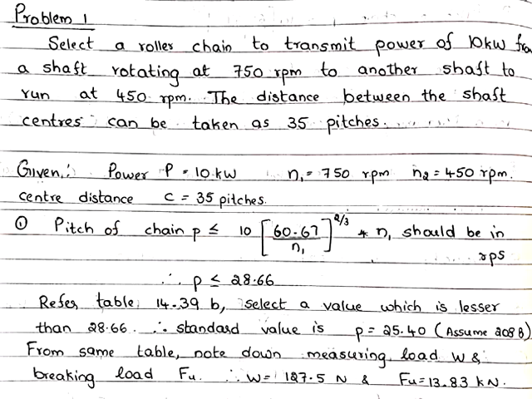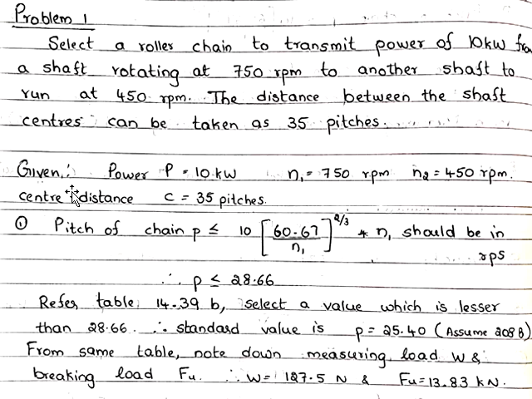Moving on to first problem. Select a roller chain to transmit power of 10 kW from a shaft rotating at 750 rpm to another shaft that runs at 450 rpm. Distance between shaft centers can be taken as 35 pitches.